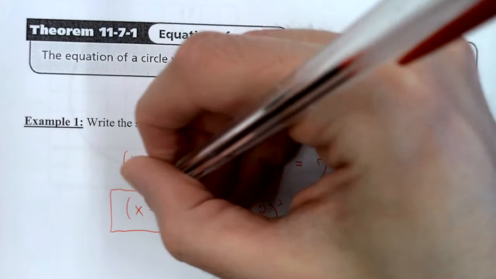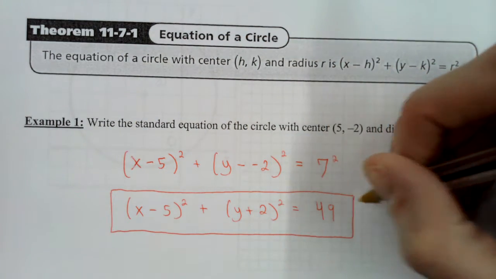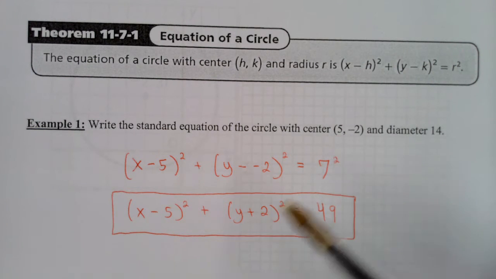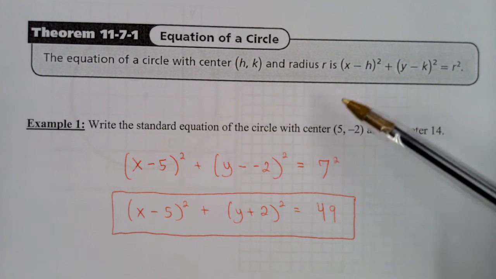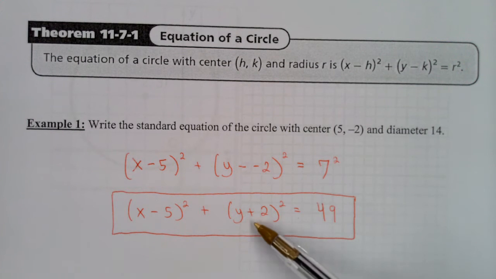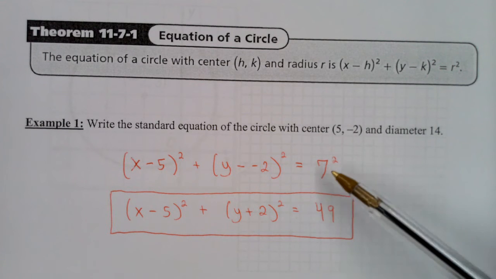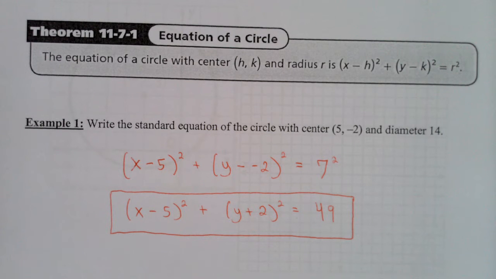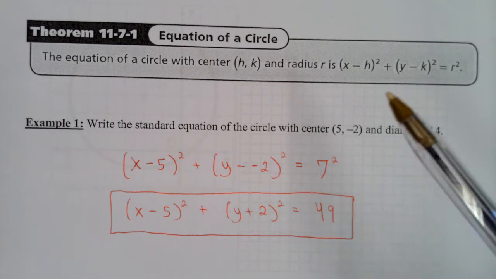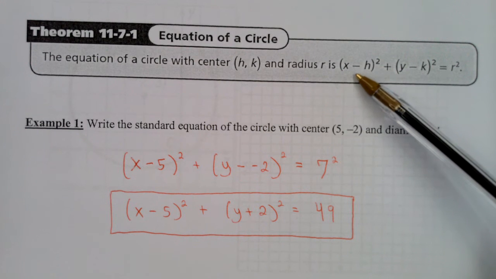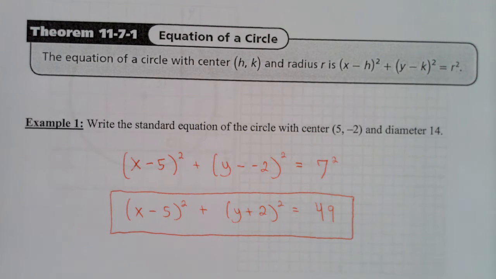So basically, if I were to bottom line this, we take the opposite sign. There's a 5 there, so I do minus 5 there. There's a negative 2 there, so I do plus 2 there. And then the diameter is 14, so that means the radius is 7. So 7 squared is 49. Again, the reason why you change the signs from 5 to negative 5 and from negative 2 to positive 2 is because the formula is subtraction. See, subtraction, subtraction. So that's why you change the signs.